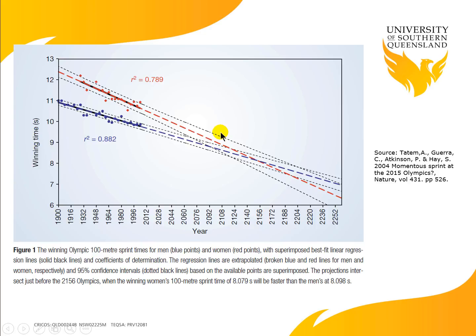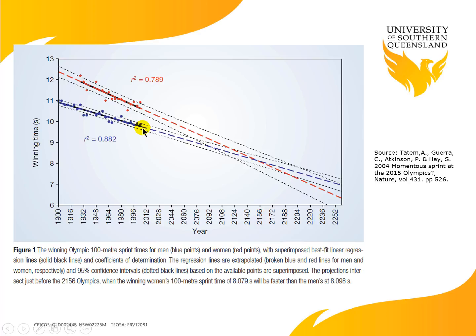This graph represents a real misunderstanding of a method that has been used. Regression has been used there. They've had the dots in blue and red, the winning 100-metre sprint times for men and for women in red and men in blue, and they've fit a linear regression to that data and got the slope.